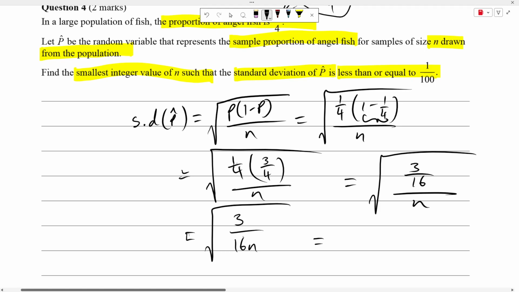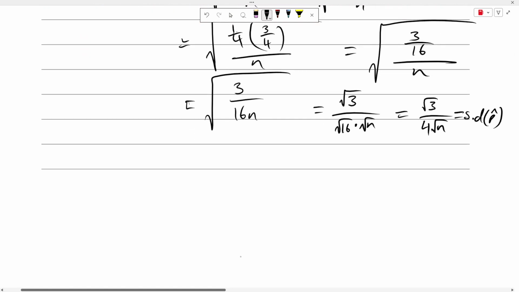I'm just going to write this in a slightly different way. I'm going to write this as root 3 over root 16 multiplied by root n. Now root 16 is just the same as 4, so we can write it like this. And we know that this is equal to the standard deviation of p hat.